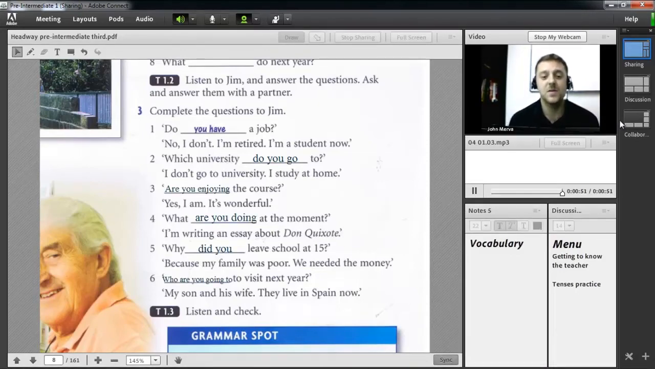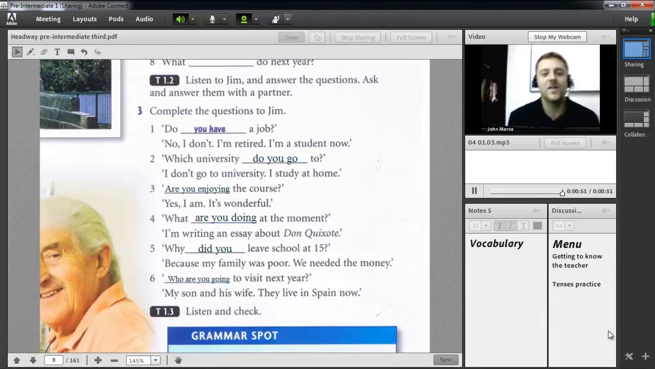We can see number 2, as we said, which university do you go to? Number 3, are you enjoying the course? Present continuous. Number 4, what are you doing at the moment? 5, past tense, why did you leave school at 15? And again, number 6, our future comes back. Who are you going to visit next year?